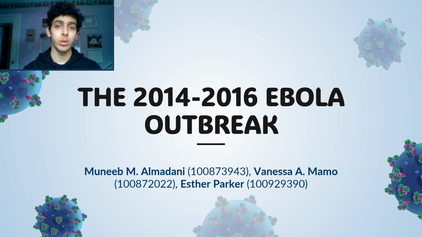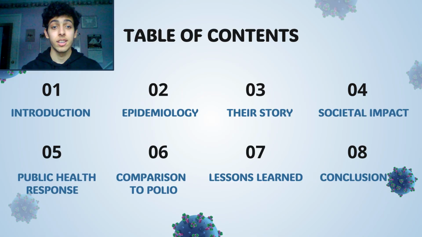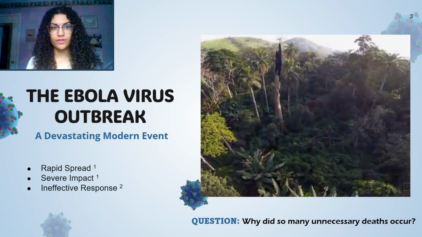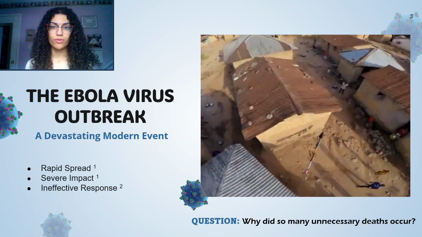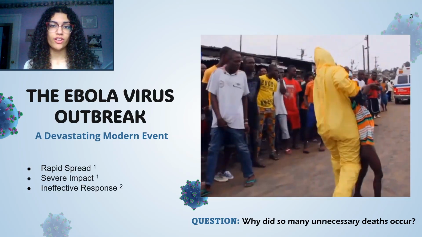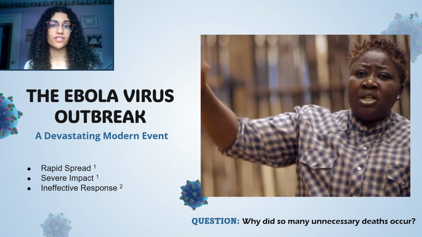Today the epidemic we'll be looking at is the 2014-2016 Ebola virus outbreak. This is a quick agenda of what we're going to go over today. Let us begin. This epidemic is truly one of the most devastating public health crises in modern history and was the most devastating of the Ebola outbreaks since 1976.